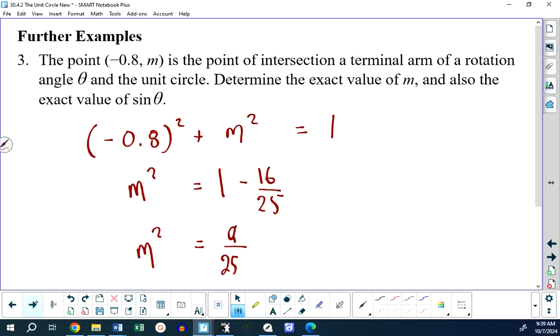Correct me if I'm wrong there. You maybe want to run it through your calculator. 1 minus 16 25ths is 9 25ths. That means that m is equal to plus or minus the square root of 9 25ths. So m is equal to 3/5 or negative 3/5.